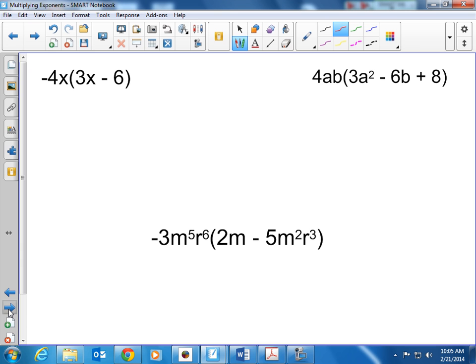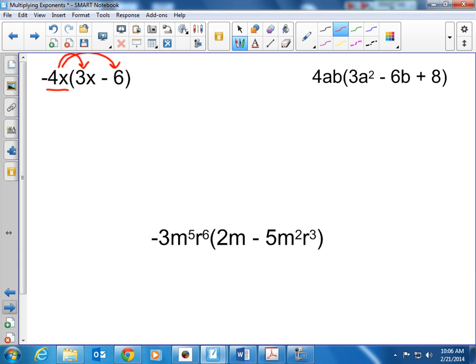My first problem says negative 4x times 3x minus 6. So I'm taking this monomial, negative 4x, and I'm multiplying it by a binomial. Remember, like a bicycle has two wheels, a binomial has two terms. So I'm going to take this monomial and distribute it into my binomial. Remember, when a number or a term is on the outside of parentheses, we have to distribute it into the parentheses. So now I'm going to say negative 4x times 3x.